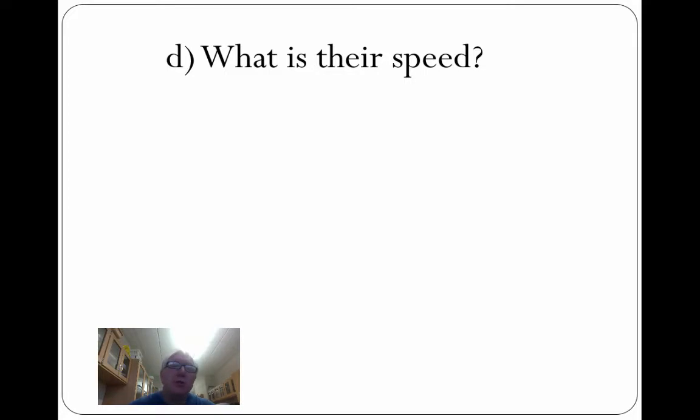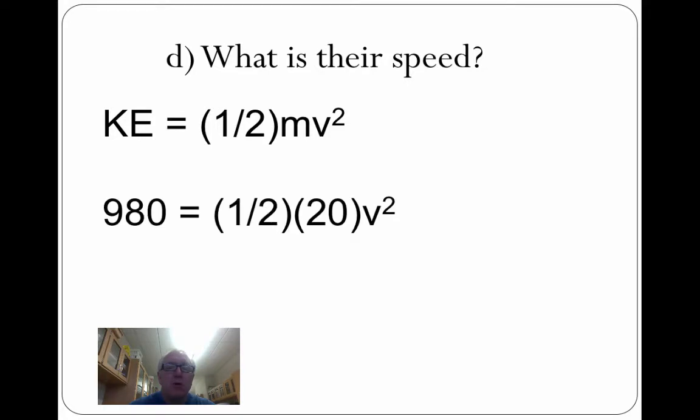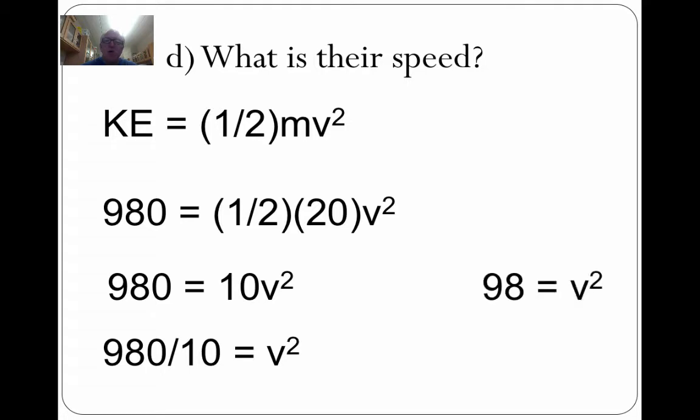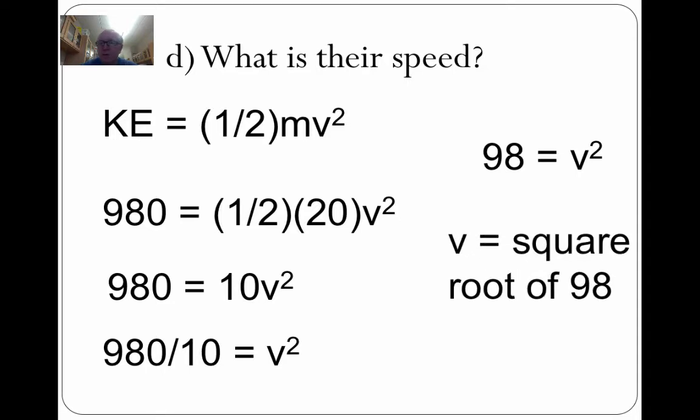What is their speed going to be? Well, the kinetic energy is 1/2 mv squared, we know. We now know their kinetic energy and we know their mass. So we are in a position now to solve for the speed. We can divide by the 10, and when we divide by the 10, we know what v squared is, 98. And of course, what we're going to do is take the square root of that to find out what the speed is. And when we take the square root, it turns out the speed at this point is 9.9 meters per second. Makes sense. They're picking up speed as they lose potential energy as they go down the hill.